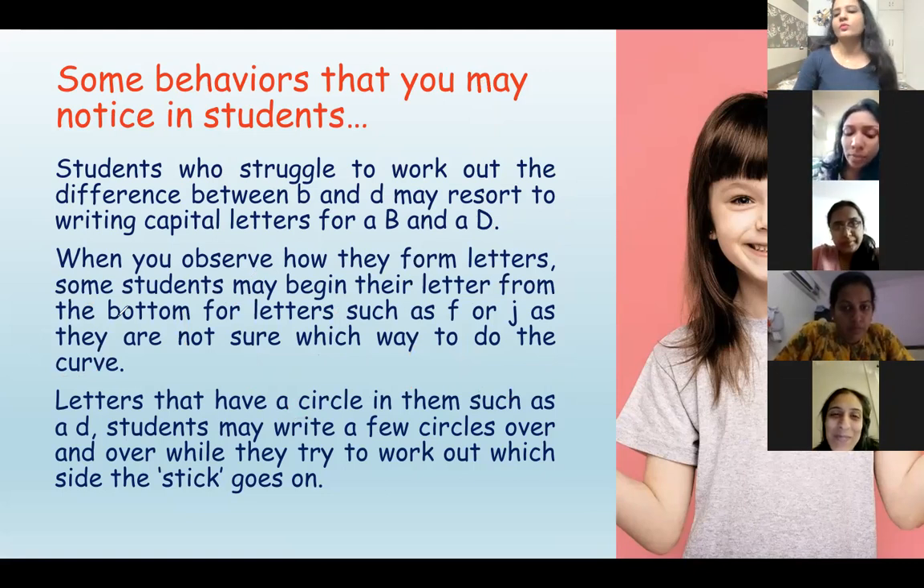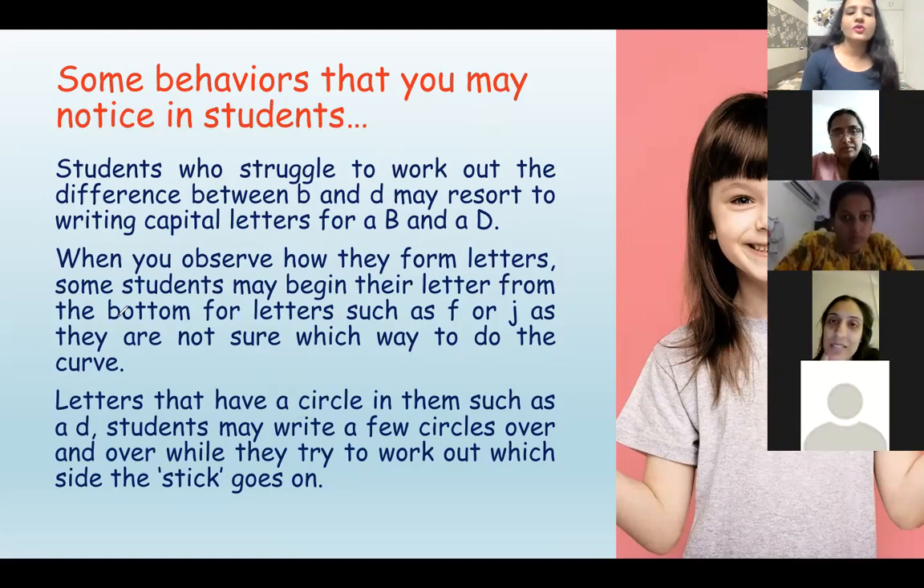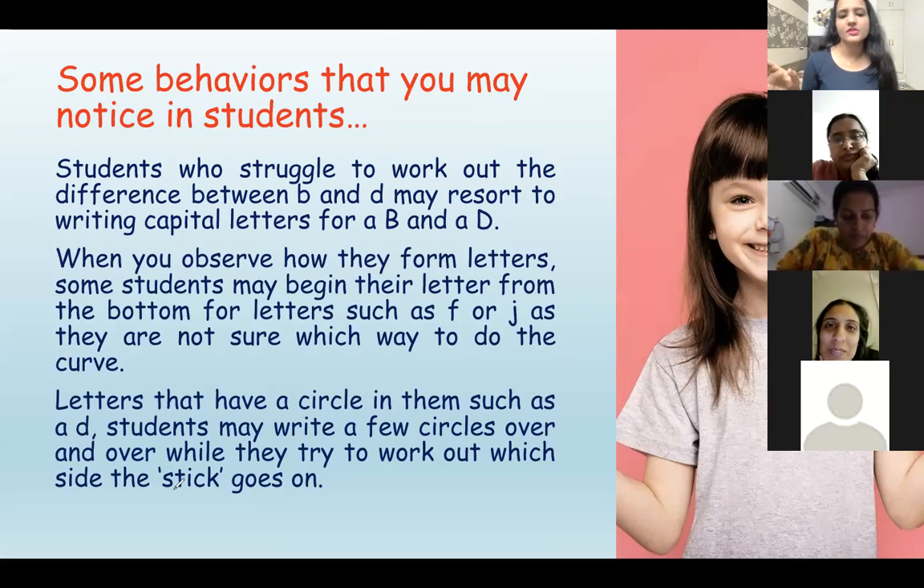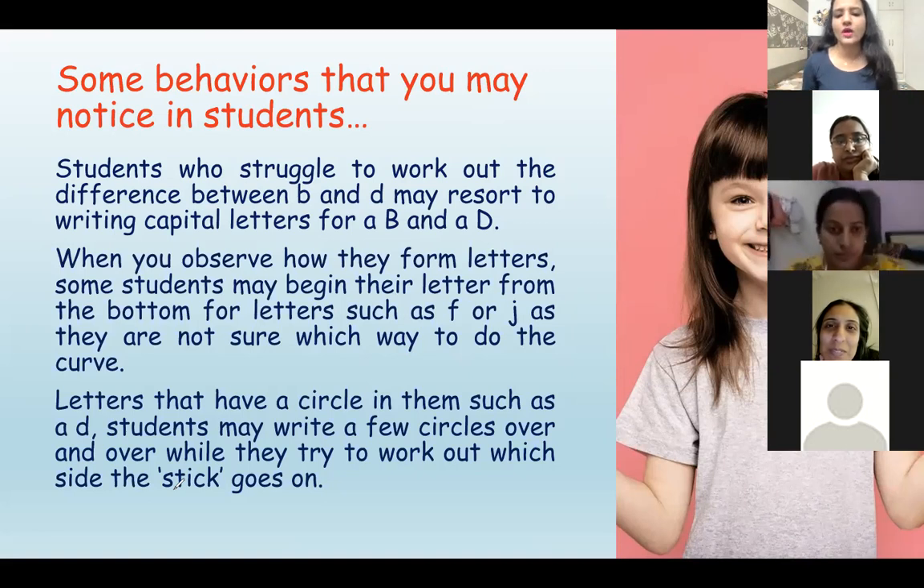The starting of the problem is this. So they are not sure which way to do the curve. They get lost sometimes. So letters that have a circle in them such as A, D, students may write a few circles over and over while they try to work out which side a stick goes on.